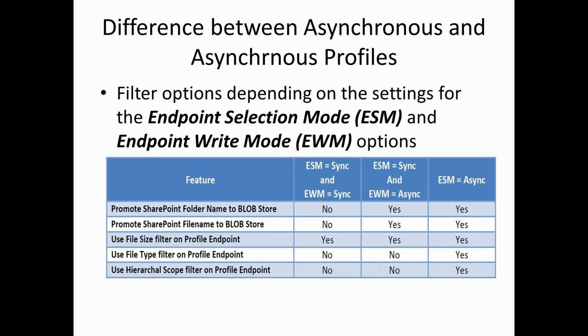So you can drill down or get the scope even further down to a list or library or document library. So that is very important. So you can only get the hierarchical scope when you have async as the ESM, or the endpoint selection mode. So all of these filter conditions are met.